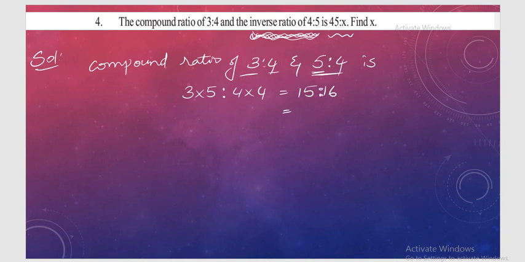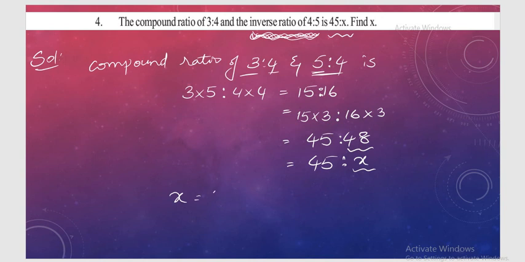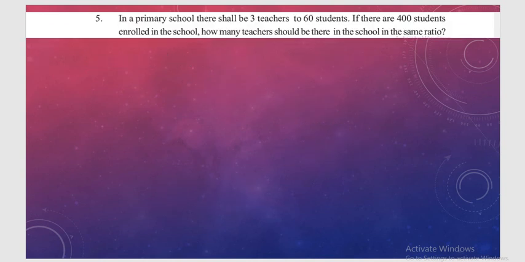So this 15 I need to make it 45. For that what I should do? I need to multiply both the terms with 3. Then 15 3s are 45 is to 16 3s are 48. But in the question what he has given, it is given as 45 is to x. So on comparison, x is equal to 48, right? Next moving on to one more question.